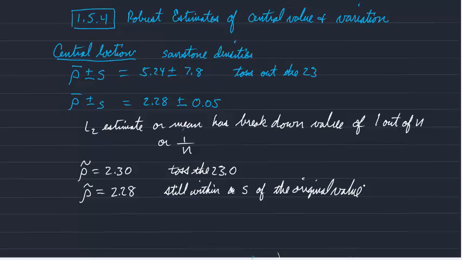So what's the breakdown value for the median? We can remove as much as half the points on one side of the median before we significantly change this measure of the central value. So the median is the more robust estimate of the central value. So now let's look at the spread.